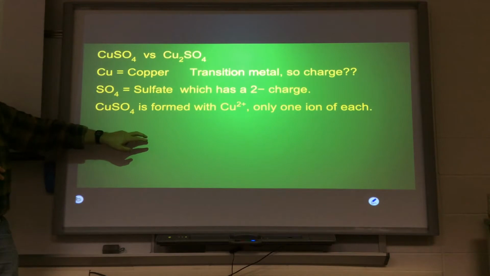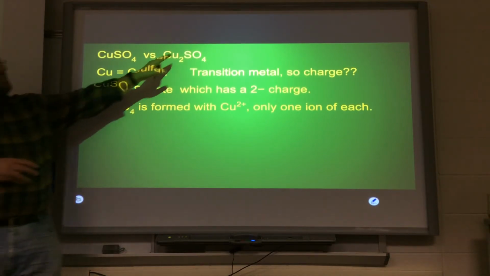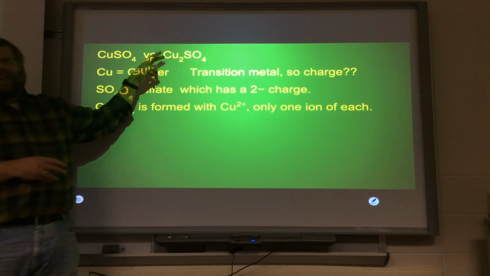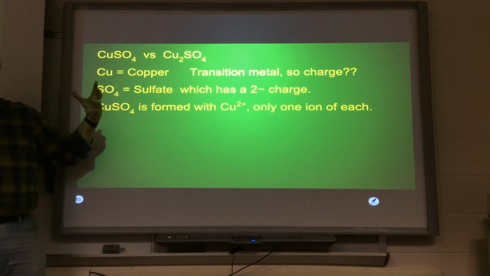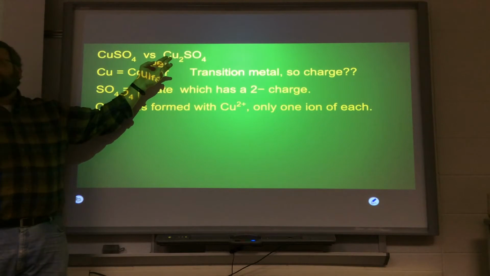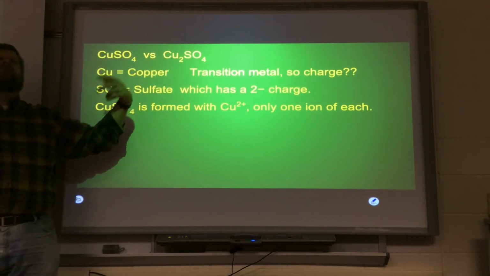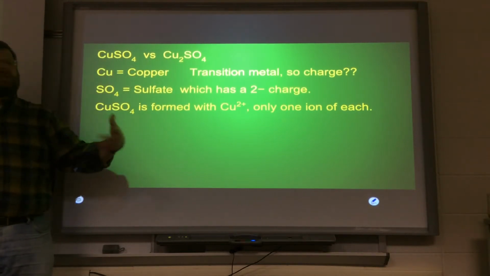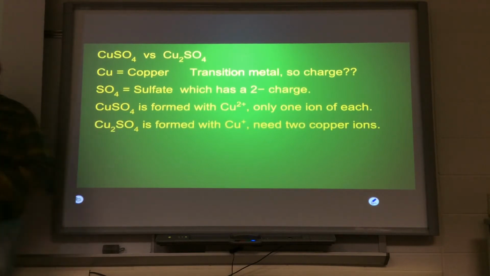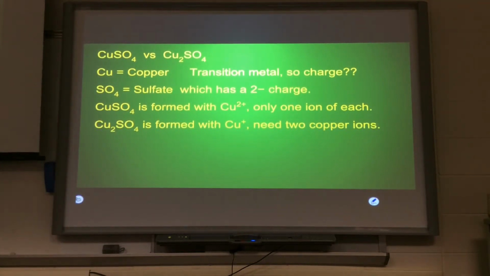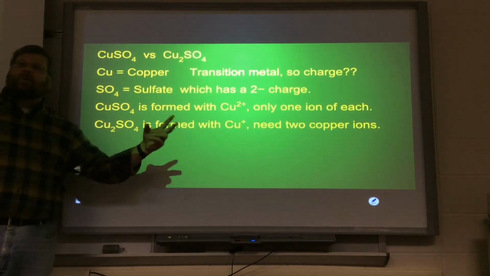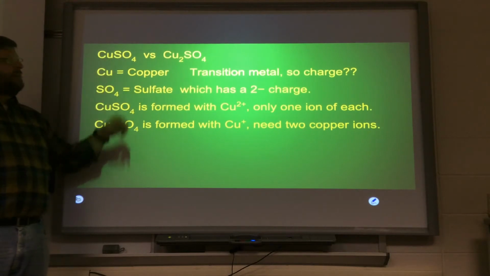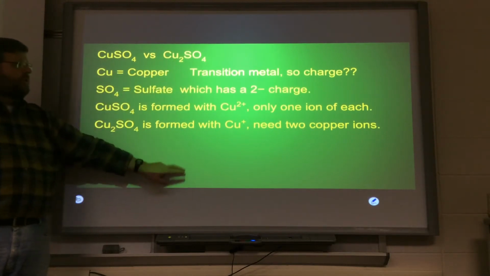2+, 2-. So if I've got Cu2SO4, and I know that SO4's got a -2, coppers have to supply a +2 to balance that out. And since there's 2 coppers providing that +2 charge, 2 divided by 2 is 1, so it has to be copper with a 1+ charge. We needed those 2 copper +1s in order to get this compound Cu2SO4 to occur.